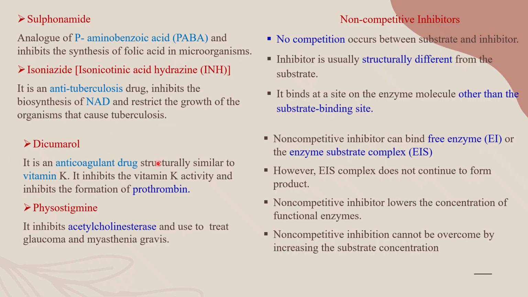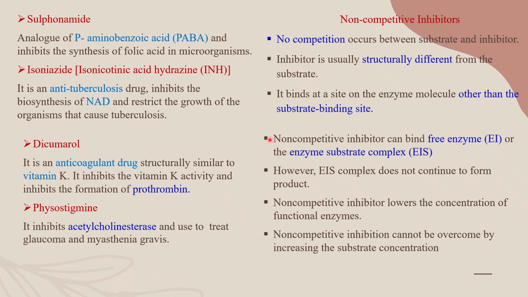Another example can be dicumarol. It is an anticoagulant drug, structurally similar to vitamin K, and it inhibits the vitamin K activity and inhibits the formation of prothrombin. Then physostigmine, it inhibits acetylcholinesterase, and it's used to treat glaucoma and myasthenia gravis because it is a competitive inhibitor of acetylcholine.